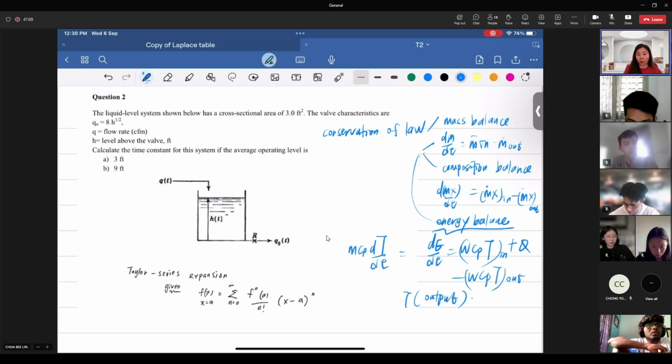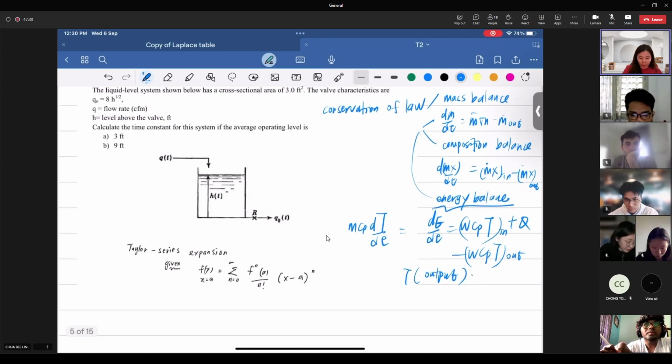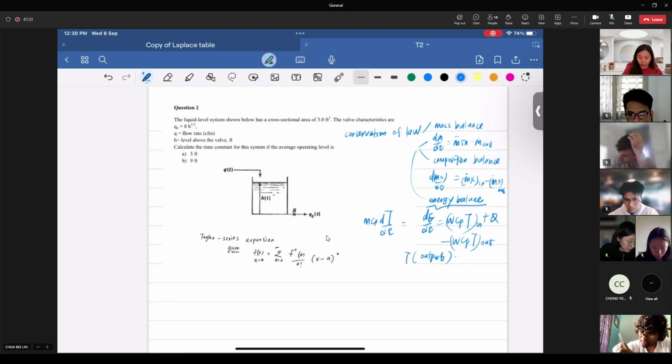So this is energy balance. Then you identify, for question 2, which conservation law you are going to use. From here, the composition balance is not given, and the energy balance is not given as well. You only need to perform the mass balance, so you are going to perform the mass balance for this simple question.